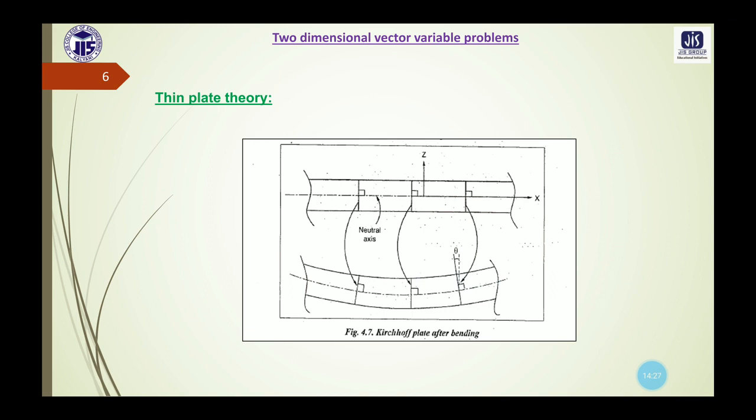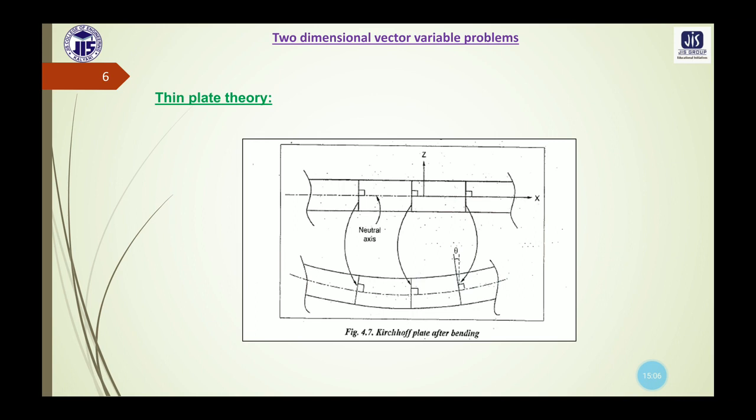So let us again discuss this part. There are certain assumptions in case of the thin plate theory, and based on those assumptions we convert the three-dimensional theory of elasticity into a two-dimensional problem. So these concepts are actually used in Kirchhoff's thin plate theory. And the first assumption is that the line normal to the neutral axis before the bending remains straight after the bending.